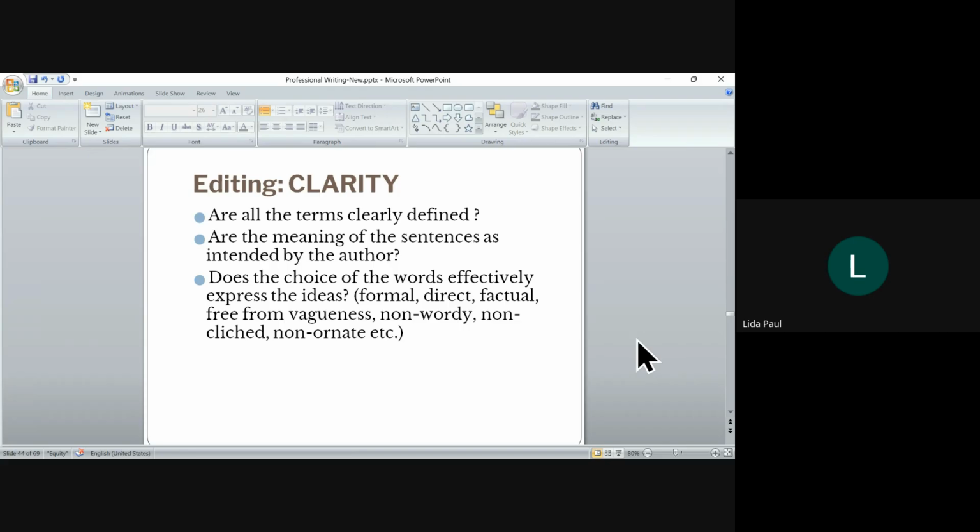Non-cliched expressions. What is cliche? What do you call cliche? When do you call an expression cliche? What is the meaning of the word cliche? Have you heard this before? Cliche? Yes, ma'am. Overuse of phrases. Yeah, overuse of phrases, right?